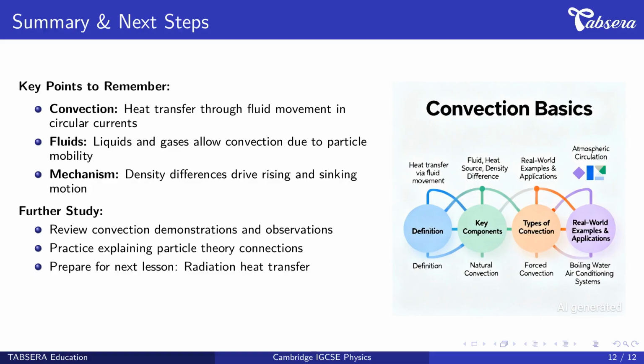Let's summarize today's lesson. The key points to remember are: first, convection is heat transfer through fluid movement in circular currents. This distinguishes it from conduction and radiation, as it requires actual movement of the heated material. Second, fluids including liquids and gases allow convection due to particle mobility. Solid particles cannot move freely, so convection cannot occur in solids.